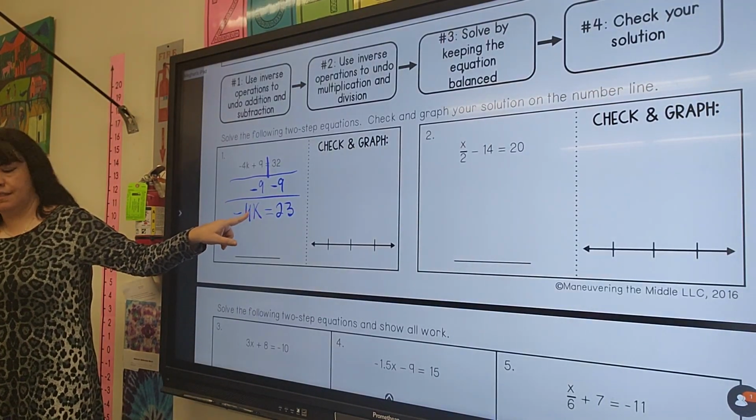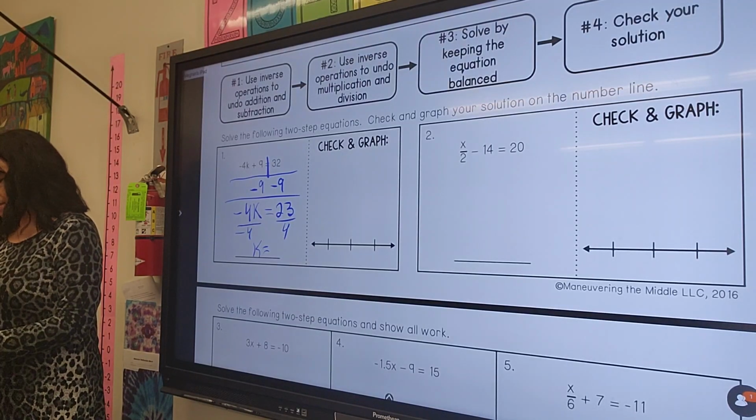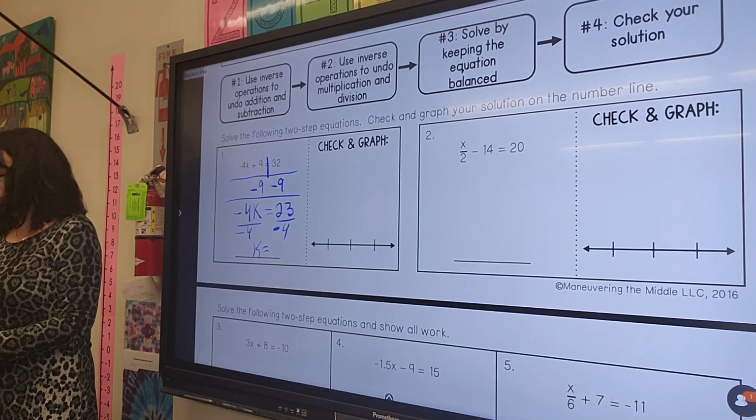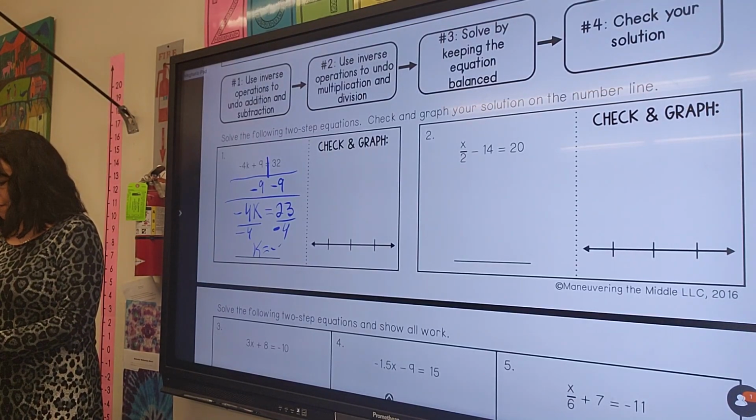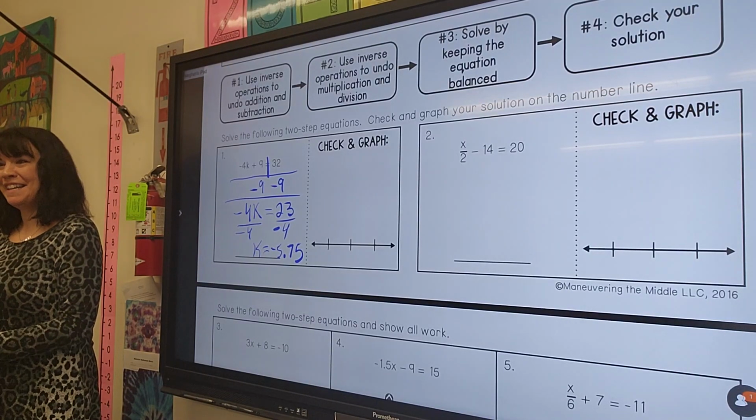4 by 8. Yeah, we divide each side by negative 4. And so that leaves k alone. So k equals 23 divided by negative 4, which is a decimal. It's going to be negative 5. I guess negative 5.75. You guessed the right answer.